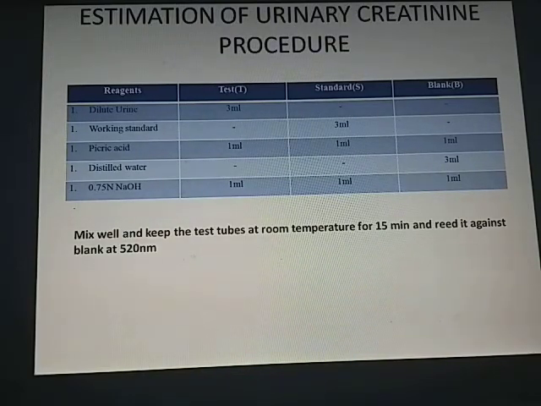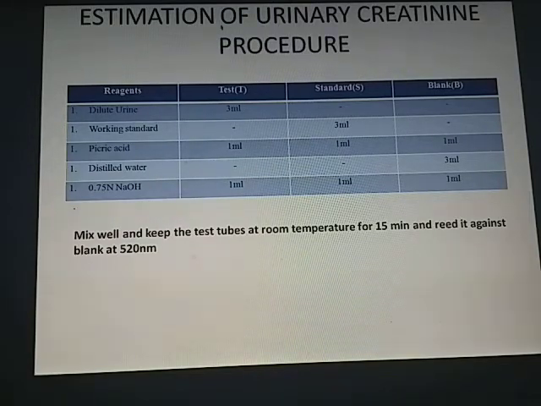Then picric acid: add 1 ml of picric acid to the test, 1 ml to the standard and 1 ml to the blank. The next is distilled water. Distilled water is added, 3 ml to the blank only, and nothing to the test and standard. The fifth reagent is 0.75 normal sodium hydroxide. 1 ml of 0.75 normal sodium hydroxide is added to the test, 1 ml to the standard and 1 ml to the blank. After adding all these reagents, mix well, keep the test tubes at room temperature for 15 minutes and read against blank at 520 nanometers.